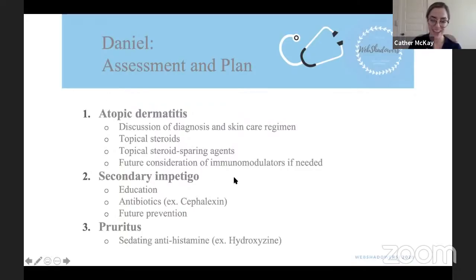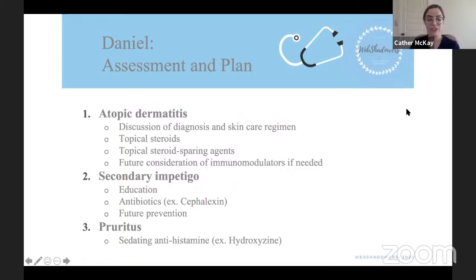And then secondary impetigo. So education on why this happens. For this patient, he would need antibiotics to treat the infection, and then ways to prevent that in the future. And one of which is a bleach bath. So patients sometimes look at me funny, but you add a little bit of bleach, like 1/8 or 1/4 cup to a bathtub, and that decreases some of that staph and whatnot.